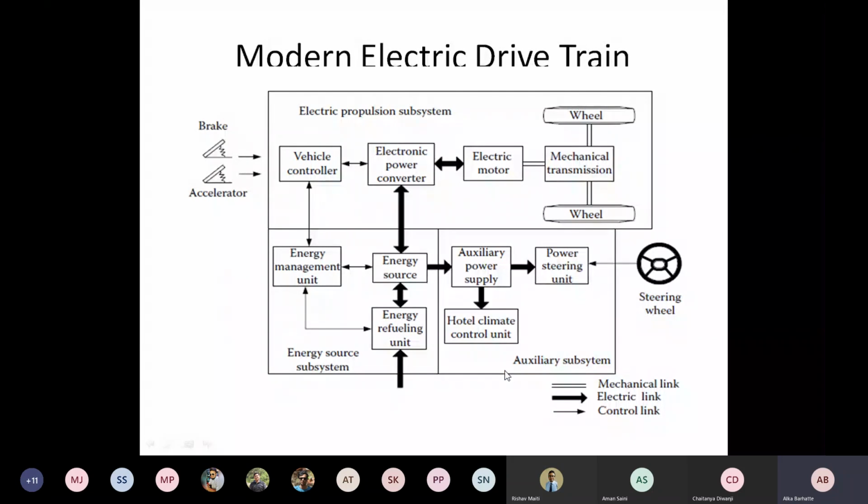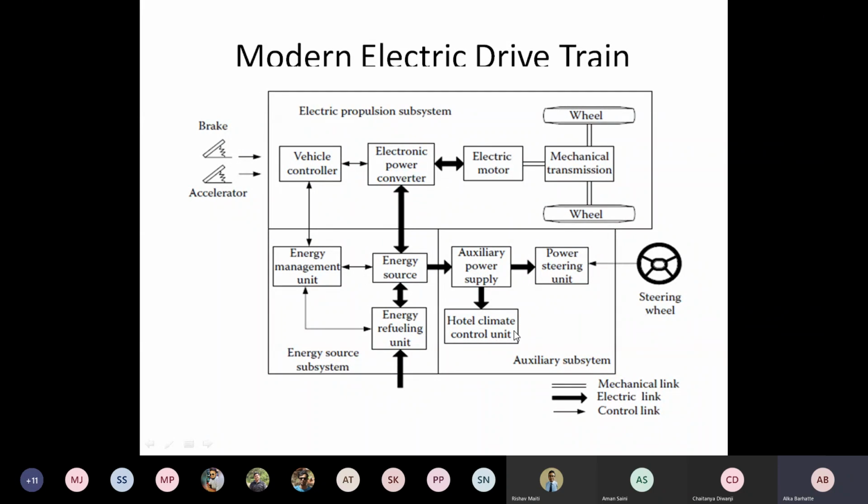And what is this auxiliary subsystem? The auxiliary subsystem provides the power which is required to drive the auxiliary systems in the vehicle. That can again be managed from the energy source, that is from the batteries. So either from the power that is received from the electronic power converter or from the power that can be obtained from the batteries.